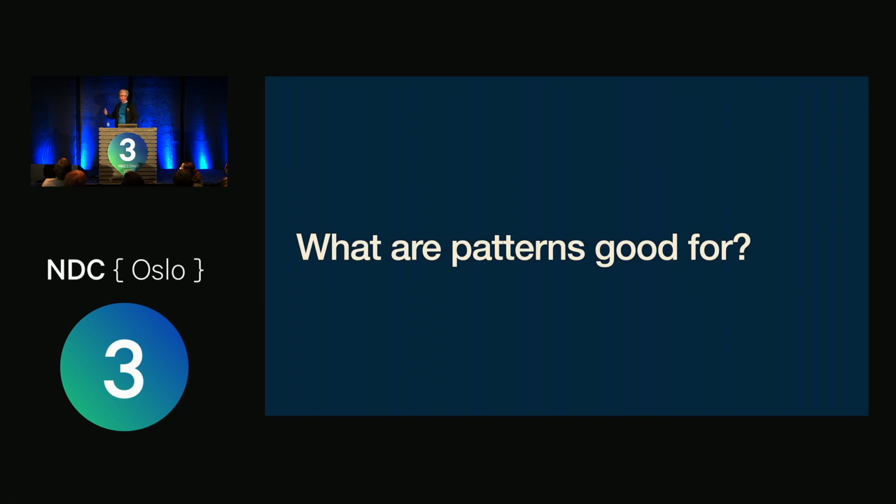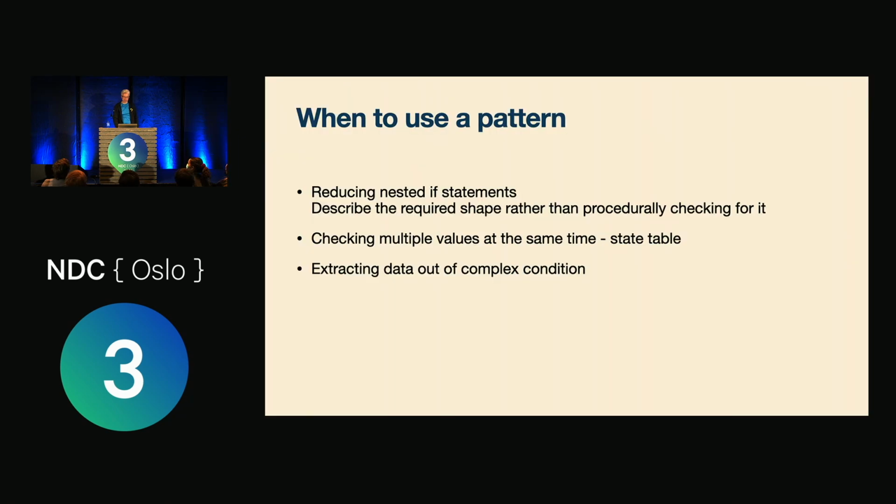What a pattern is good for, we've had a look at a few examples there. The states table there is really useful. It's great for reducing nested if statements because you can declaratively describe the shape of the thing you're looking for rather than procedurally checking for it. You can describe things as a state table and check multiple values all at the same time. And the other thing which is really useful is being able to pull the data out of a complex condition, especially several layers deep if you're using a nested property pattern.